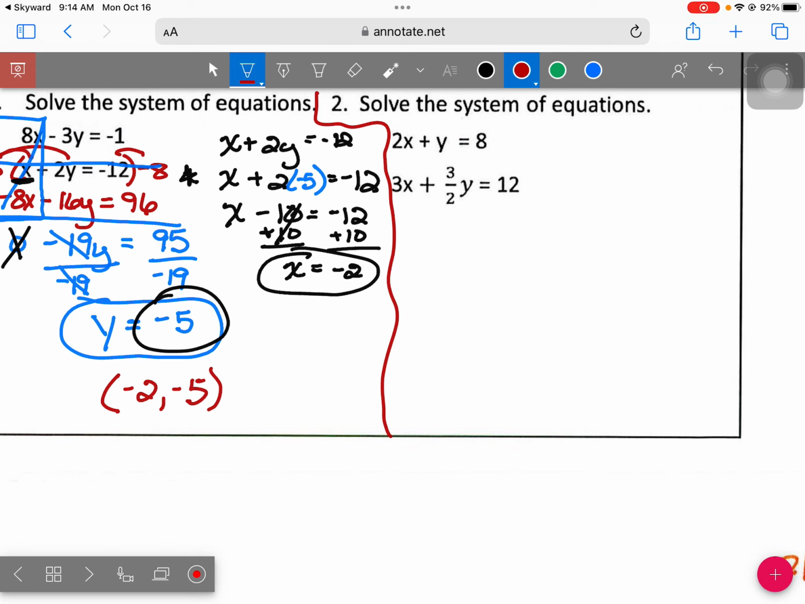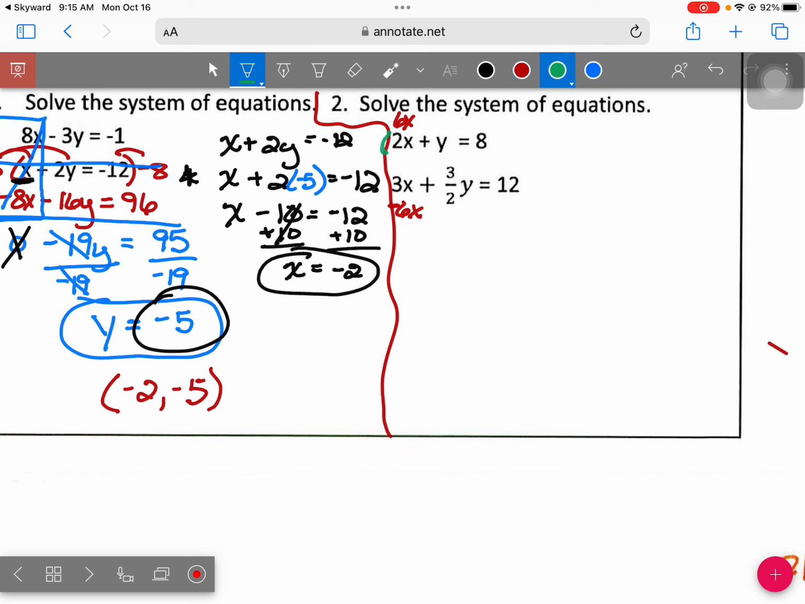We can do that. What would be my least common multiple of 2 and 3? 6. So I'm going to take the top one to 6x, okay? I'm going to make this a 6 up here. Let me get rid of this. And I'm going to make this bottom one, what's the bottom one going to have to be? Yeah, -6, right? Because we are trying to get rid of my x's.